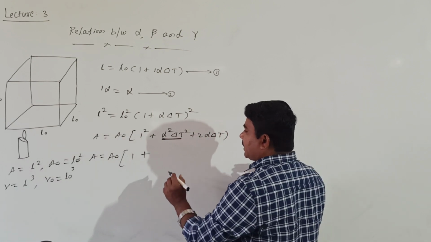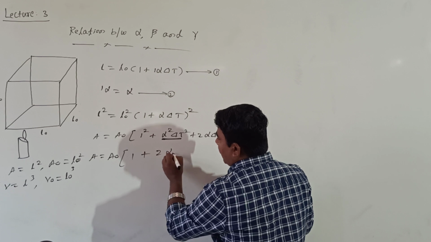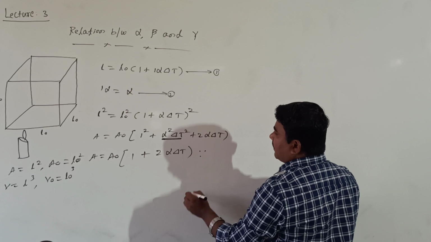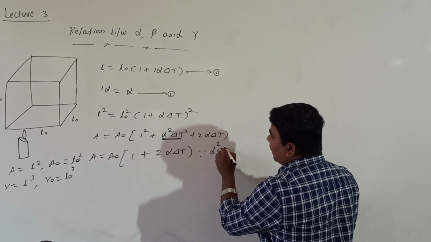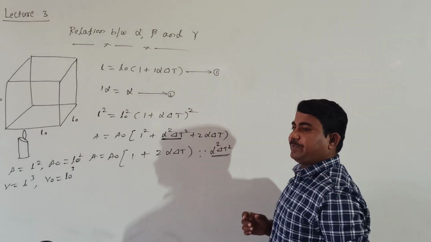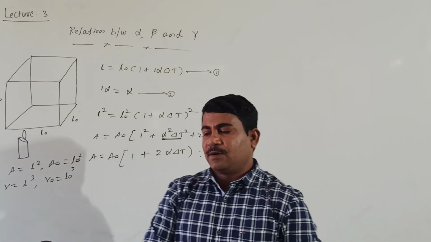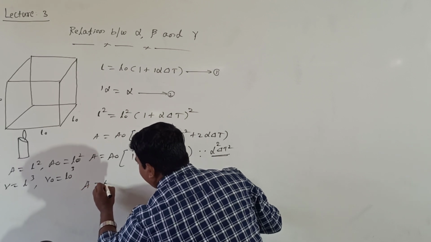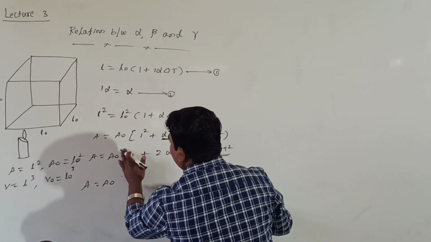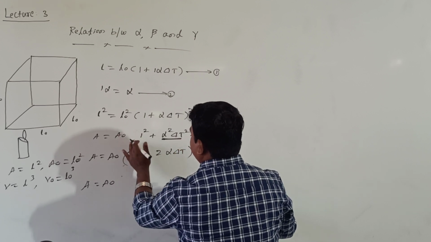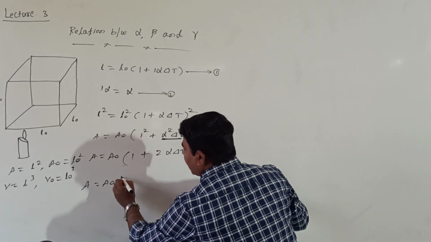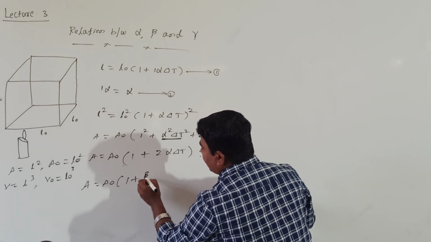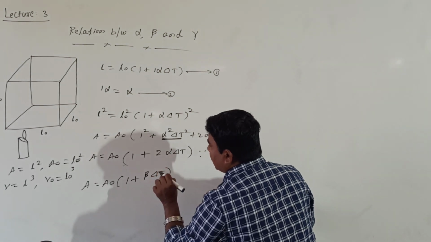If this is neglected, then what is remaining? See here, 2 alpha into delta T. Because alpha square delta T square is neglected, because it is very small. Then again, how to write this equation? A is equal to A0 into bracket 1 plus 2 alpha, and 2 alpha is similar to beta. That's why I will take delta T.